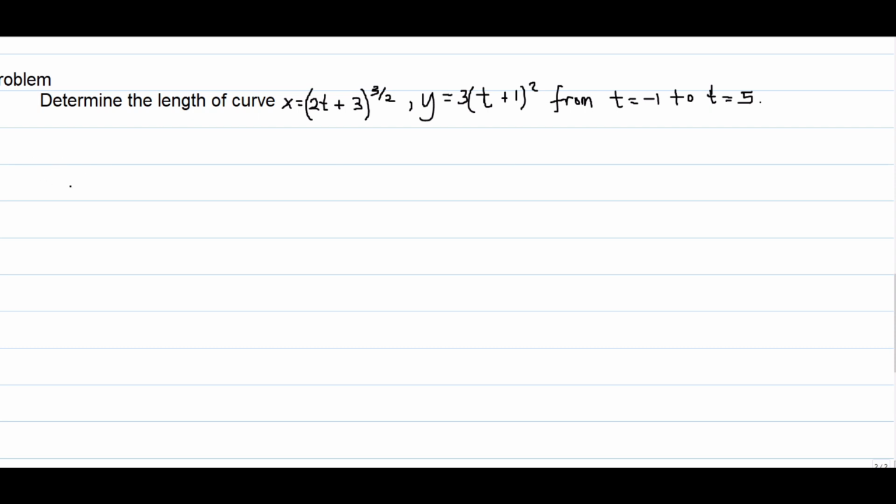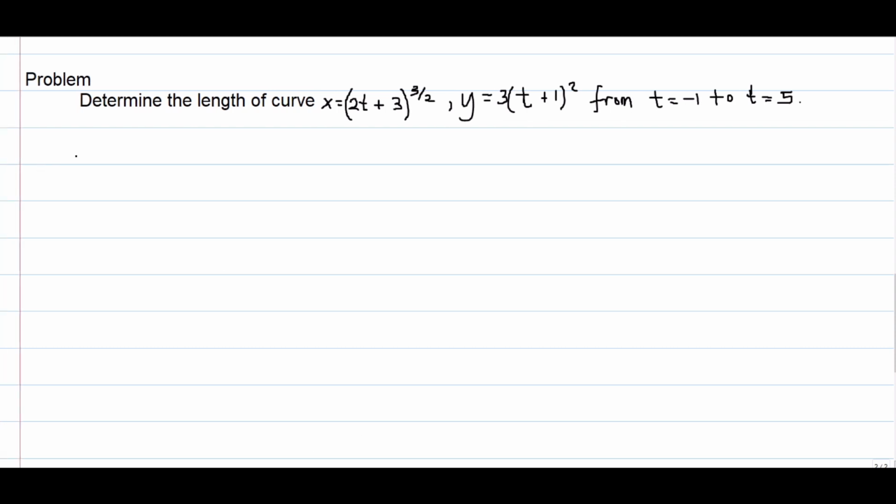Okay, so in this case, for finding the length of the curve, take note that our formula is s equal to the integral of the square root of the quantity dx over dt, squared, plus dy over dt, squared.